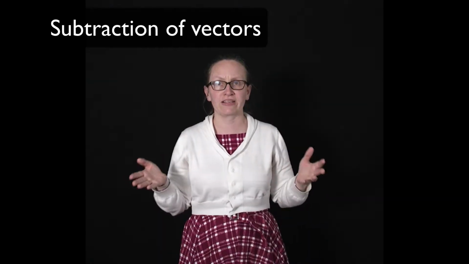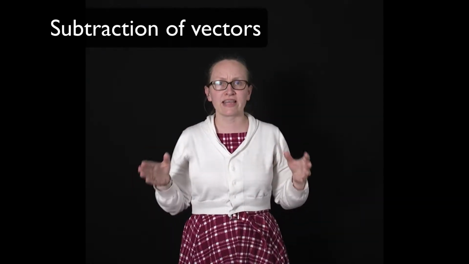Looking at the subtraction of vectors now. When we subtract a second vector from a first vector, we can effectively add a vector with the same magnitude as that second vector, but the opposite direction to the first vector. So what does that mean?